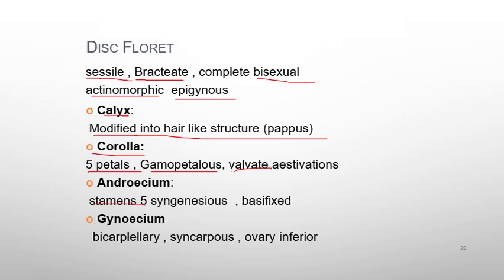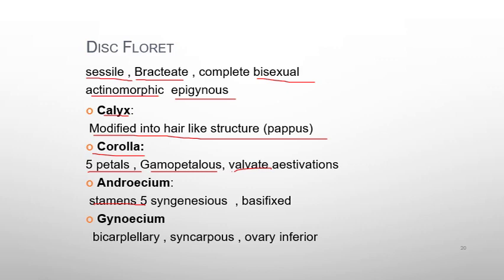It means the anthers are united together in a tube and the filaments are free. So these stamens are basifixed in nature. The filament is attached to the base of the anther. Basically, basifixed is the form of attachment of filament to anther. So in this case, in the disc floret, the filament is attached to the base of the anther.